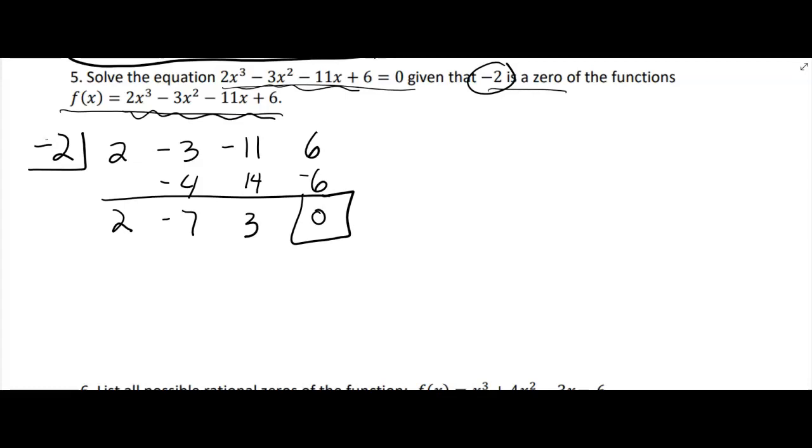Now, we knew it was a 0. So if it didn't come out to be a 0, then we did our synthetic division wrong. But it did. Yay. Okay, so we got that right. Now, what that means is x plus 2 is a factor, but we don't even care about that, because they're not asking us to factor it. They just want us to solve this equation.